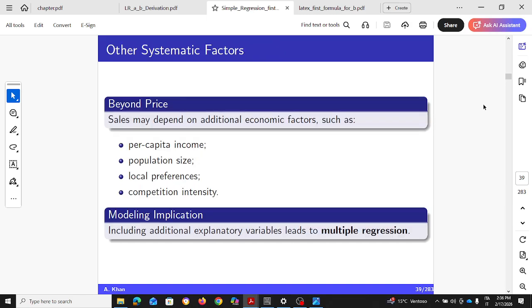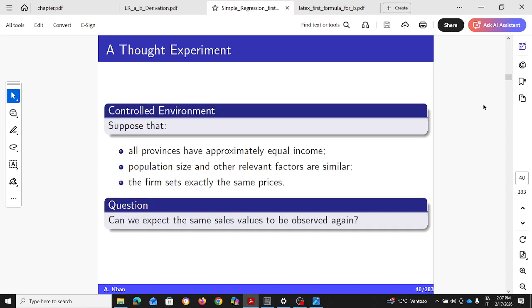Beyond the price, there are also other additional factors that enter our model. For example, the per capita income of one province is different from another province. Maybe the population size of one province is different from the other. The local preference, maybe someone wants to go to this supermarket, maybe another wants to go to another supermarket. And there is also competition between supermarkets, how they put their products on the shelf. So there are many other variables which come into the picture. We cannot include all those variables in linear regression; we then go for multiple regression. But for now our focus is just to study everything about linear regression.